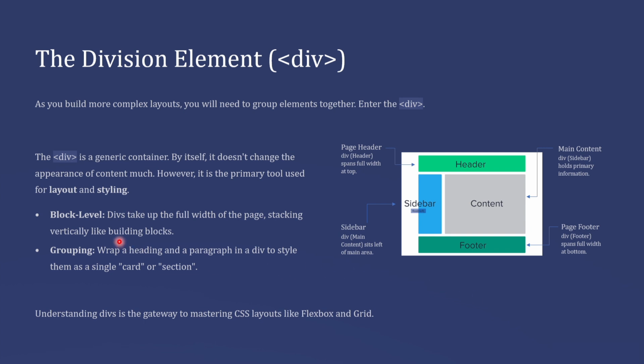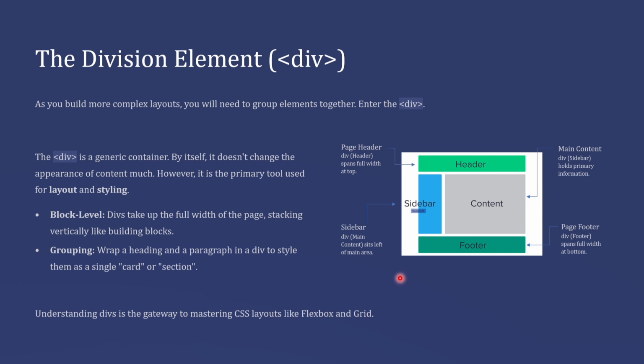This block level behavior is the key concept behind modern CSS layout systems like Flexbox and Grid, which rely on having these full width containers to arrange and position content on the screen. It does nothing visually, but its purpose is to act as a container or a grouping mechanism.